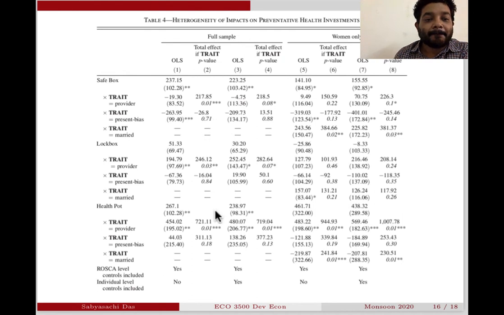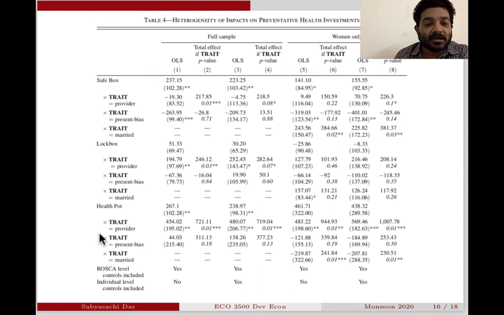It looks like the lock box, which did not have any effect on average, had a sort of positive but insignificant effect. But for providers, it had a large effect. So for providers, it says that well, my money is locked in the box, so I can't give it to you. So it gives them an excuse to save money basically. So for the set of providers, it's a useful exercise. But that is specific to that context.